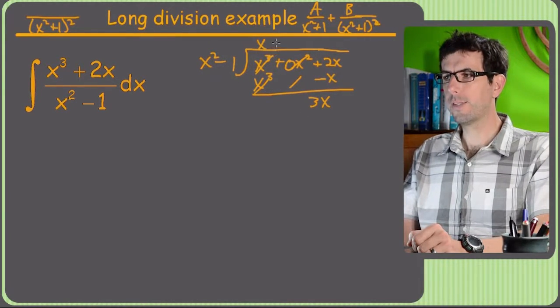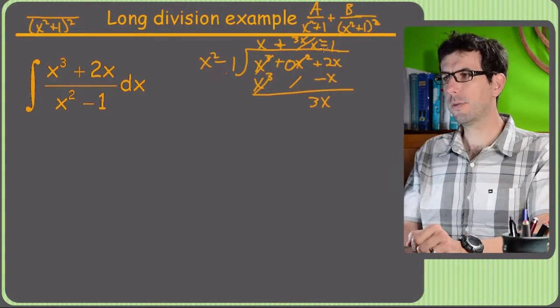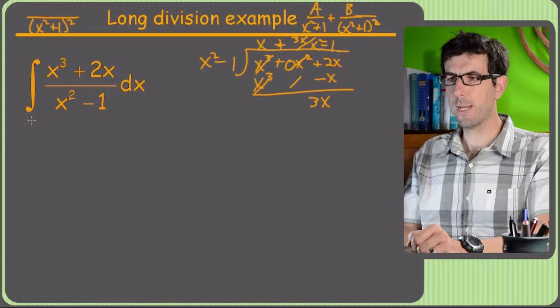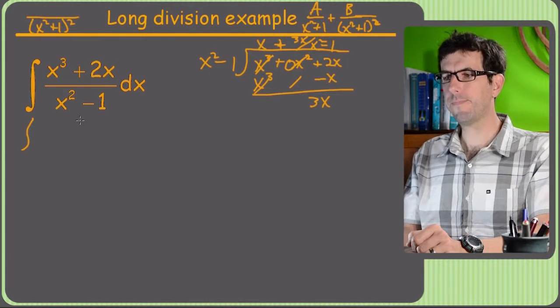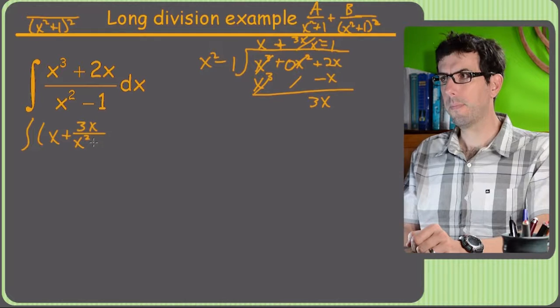So our answer here is we got x, and then our remainder we put over x squared minus 1. I'm just going to rewrite the integral right now. So what I'm actually integrating is x plus 3x over x squared minus 1.